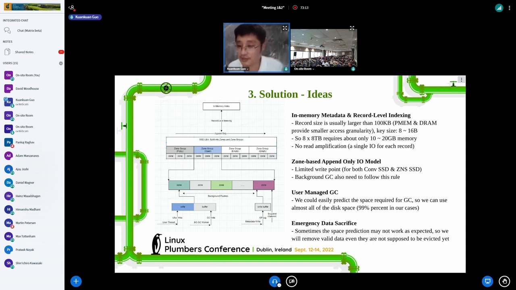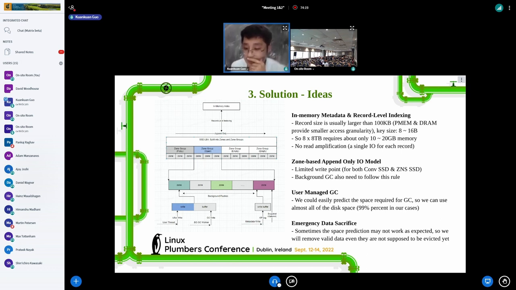Now I will walk through the general ideas for this design. First, in-memory database, in-memory metadata and record level indexing. We could make this happen mainly because our record size is quite large. Usually the record size is larger than 100 kilobytes because we have DRAM to provide a smaller access granularity. And the record level indexing makes it possible to have no extra read amplification. We can get our value from a single IO. It's quite straightforward. And then of course we enabled an append-only IO model to use ZNS SSD. Maybe in the future we can use ZNS QLC SSD. And the background GC will also need to follow this append-only rule. So yeah, ZNS aware.